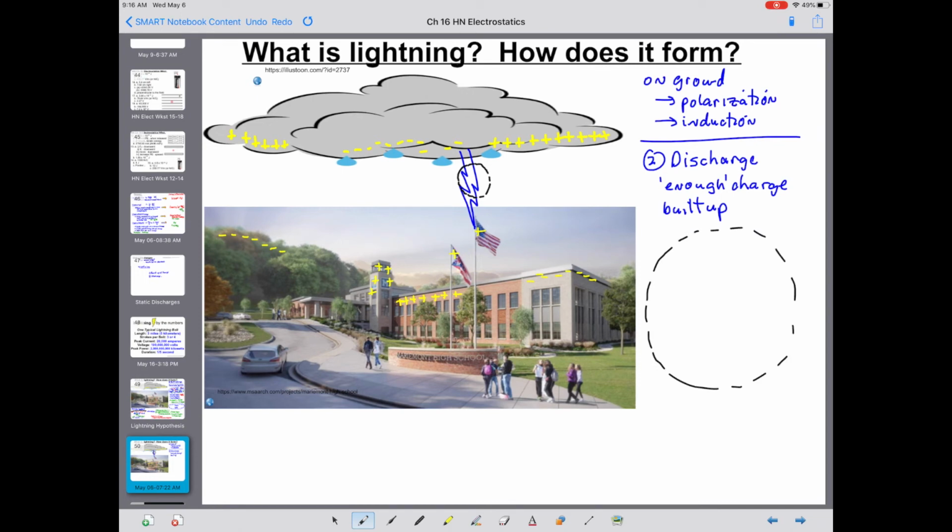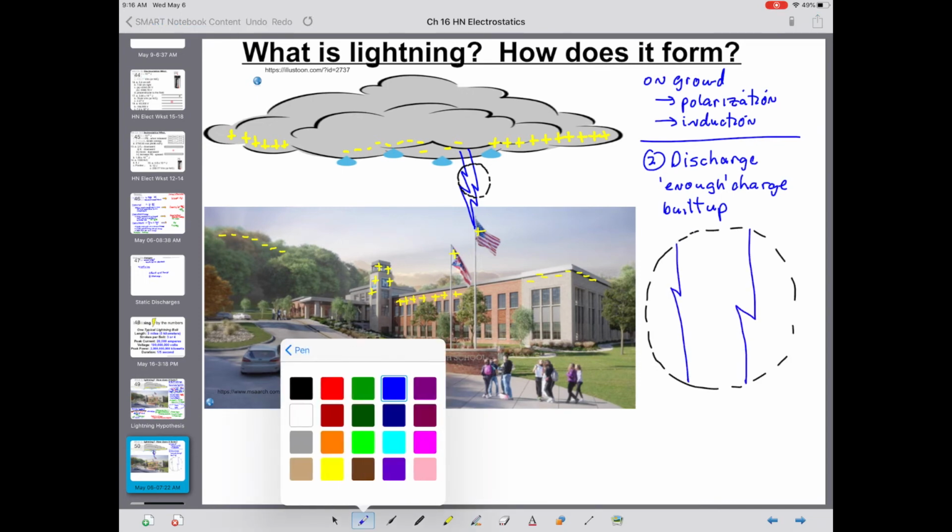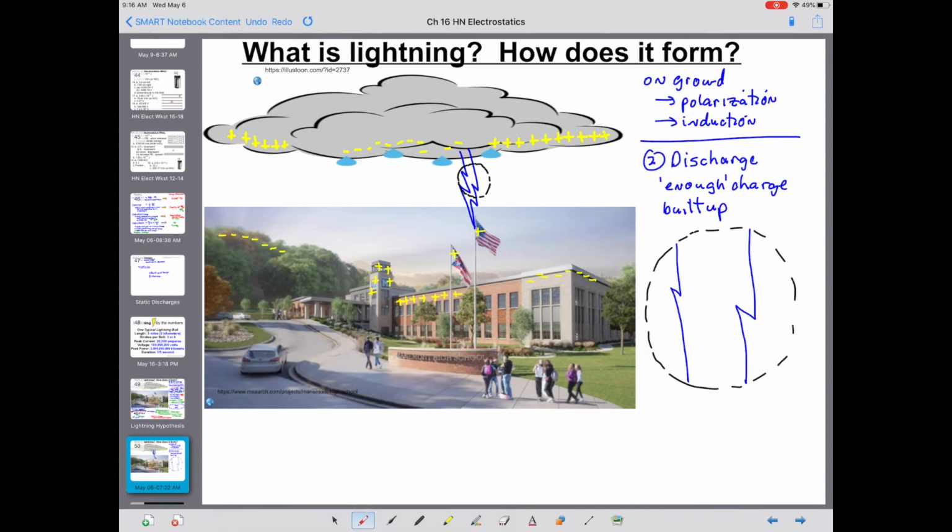So our zoomed in section of the lightning bolt would reveal what's happening in terms of the atoms. So our original cloud up here, this was a negative region. And our original flagpole down here, this was a positive region. Well, that positive and negative regions, those are going to set up an electric field.